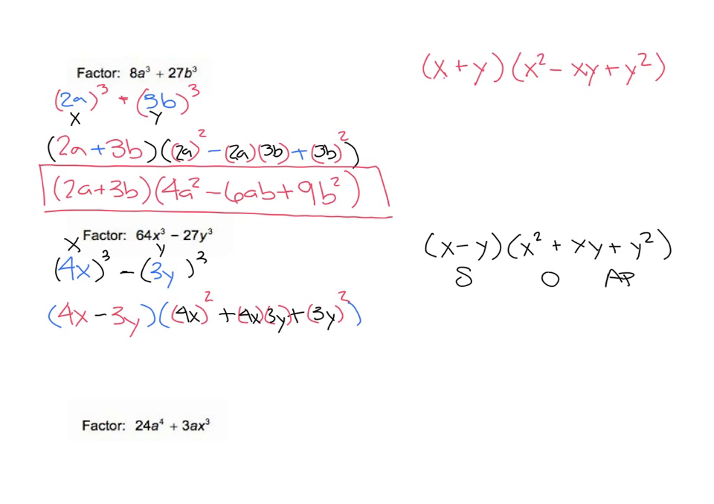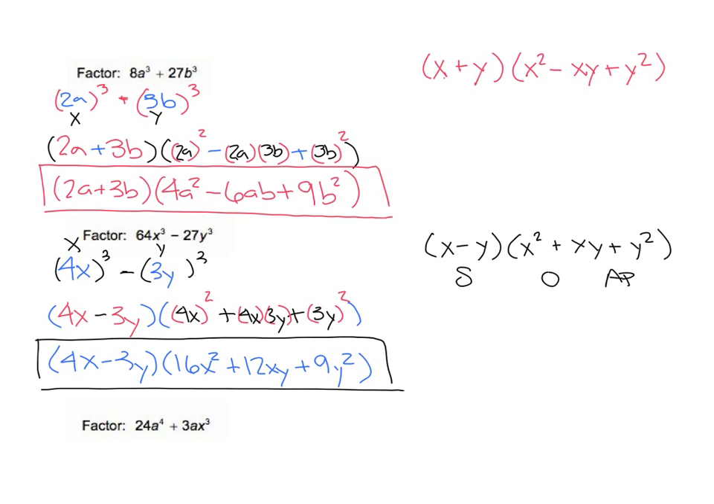All right, now to actually break down our answer, we get 4x minus 3y, nothing changed there. Here's where we got to do some math. 4x squared: 4 squared is 16, x squared is x squared. Plus 4x times 3y gave me 4 times 3 is 12, and then x times y, xy. And then the last part, plus 3y squared: 3 squared is 9, and then y squared. So that would be our final answer.